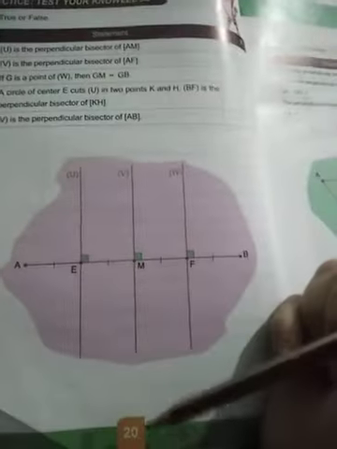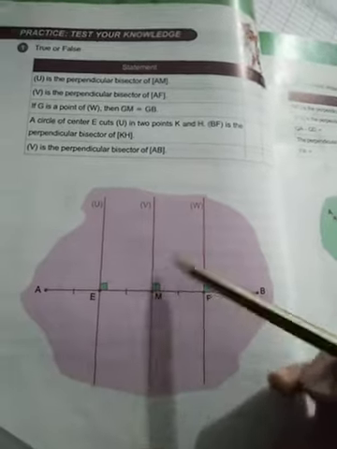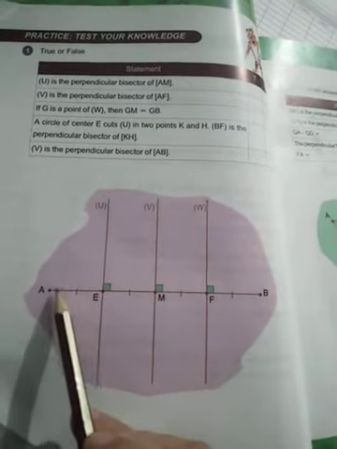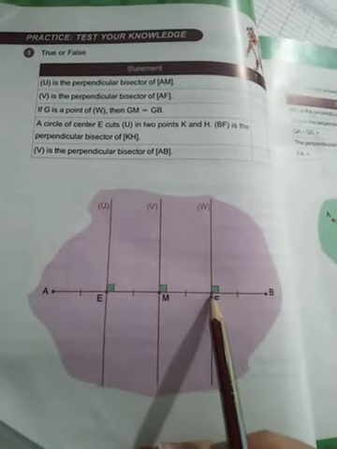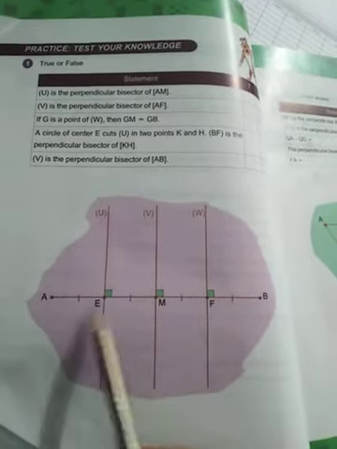Hello dear, today we will solve exercise 1, page 20. Let's look first at the figure. I have segment AB and 3 lines U, V and W that are perpendicular to this segment at different points.